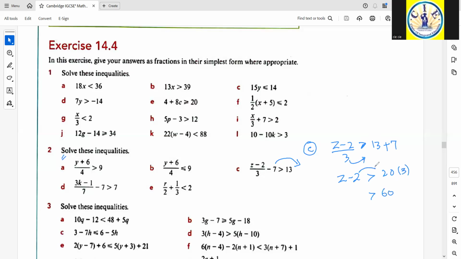And then shifting this negative 2 to the right side, that will give me 60 plus 2, that is 62. So the value of z is greater than 62. So on the number line, if this is 62 somewhere, so all the values that are greater than 62. So this is how it is to be shown on the number line.